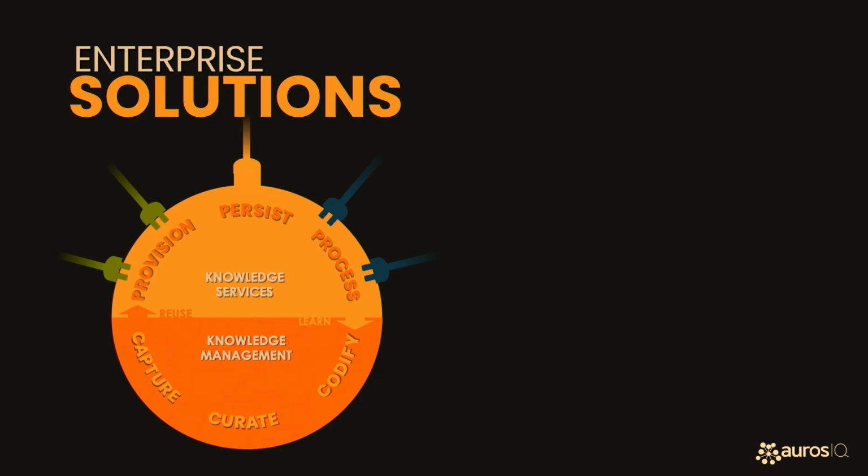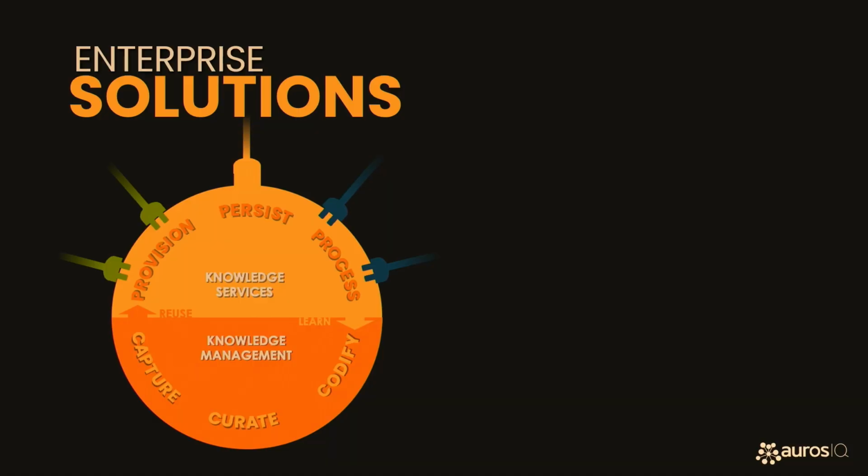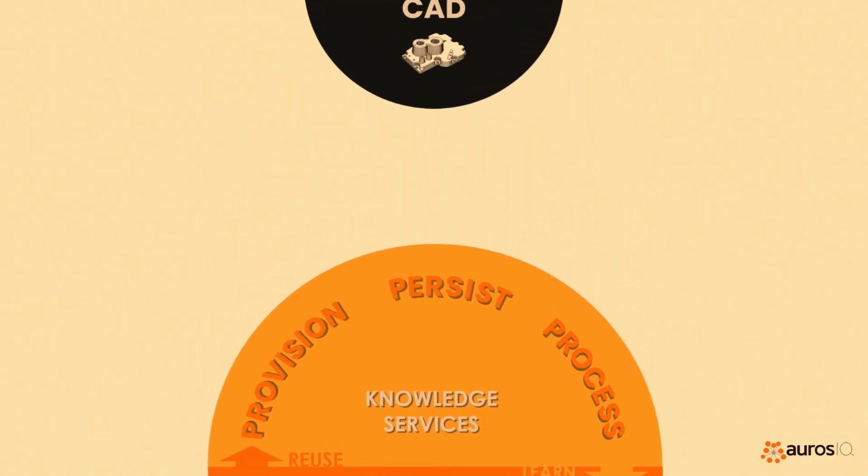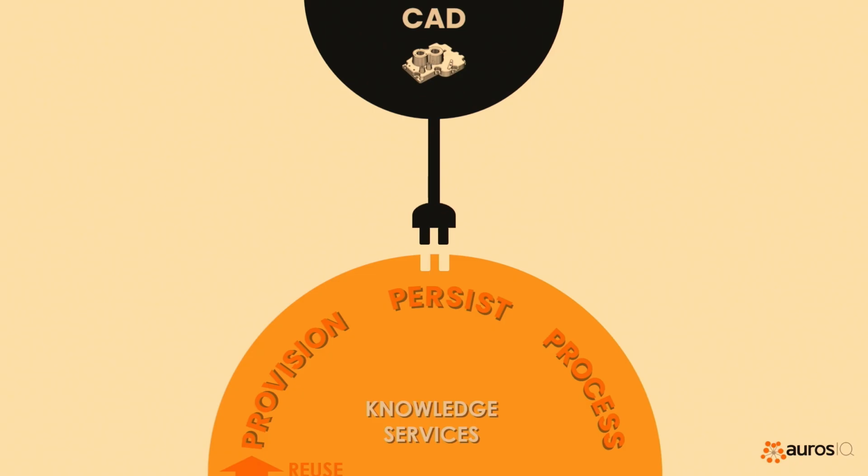So as many of you know, Auros IQ is an enterprise solution. It's a solution that not only allows you to manage your knowledge in a way that you can capture, codify, and curate that information, but it also provides mechanisms and functionality that will allow you to provision, process, and persist that information to other tool sets. Let me explain that a bit further. What do I mean by that?